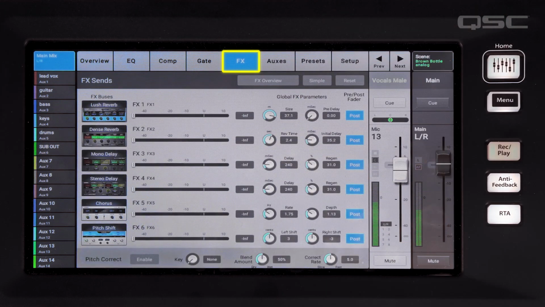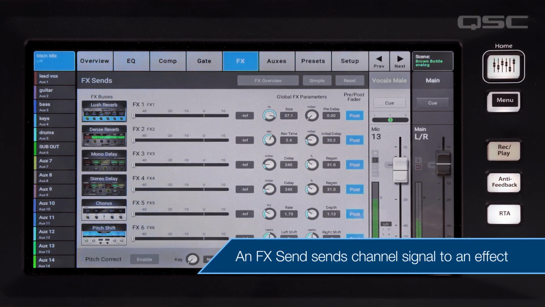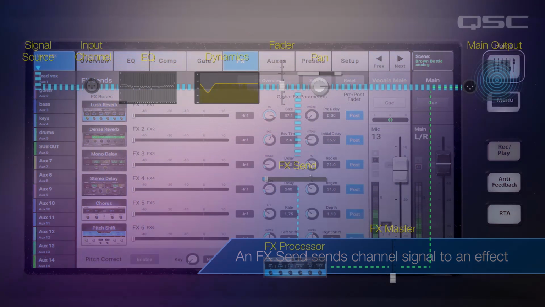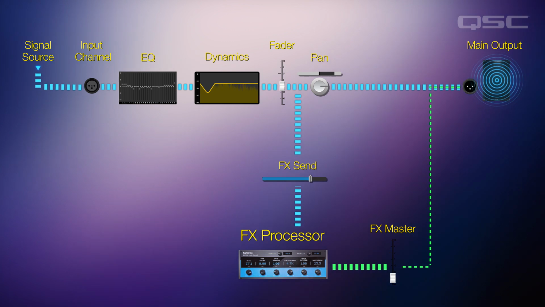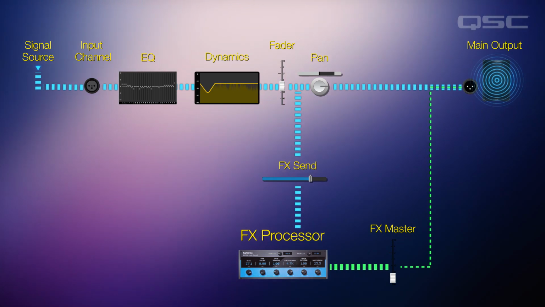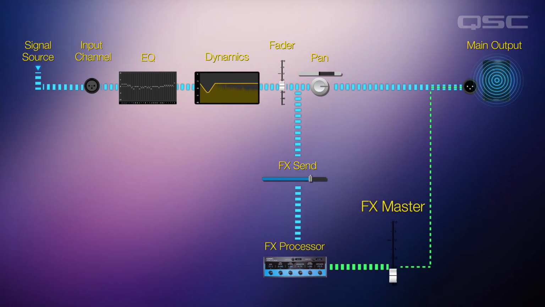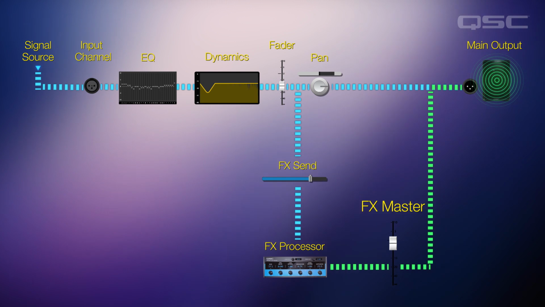As the name implies, an effect send sends channel signal to an effect. When a channel's effect send slider is moved, the amount of signal from the channel to the effect is adjusted. The effects processor takes the signal or signals from the channel sends and adds the reverb, delay, chorus, or pitch shift. Each effects processor has its own master fader that determines how much of the effect is heard from the main left-right mix. So that takes care of what the audience hears.